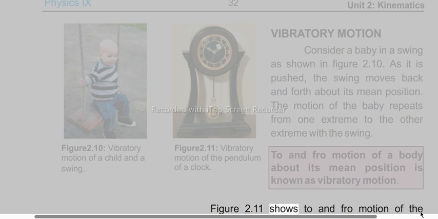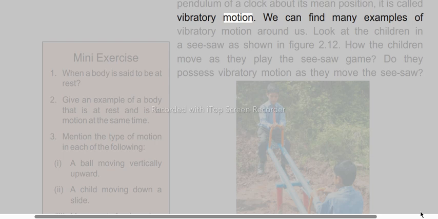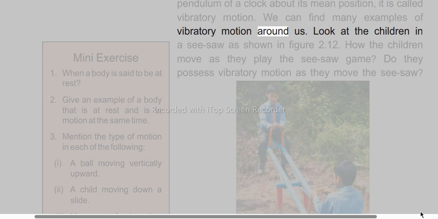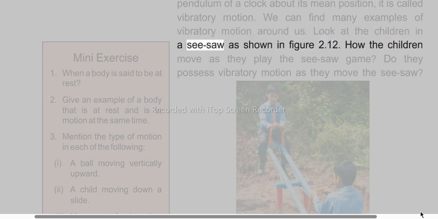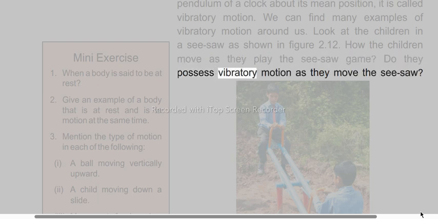Figure 2.11 shows to and fro motion of the pendulum of a clock about its mean position. It is called vibratory motion. We can find many examples of vibratory motion around us. Look at the children on a seesaw as shown in Figure 2.12. How do the children move as they play the seesaw game? Do they possess vibratory motion as they move the seesaw?